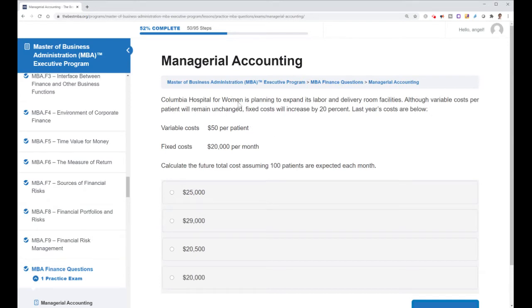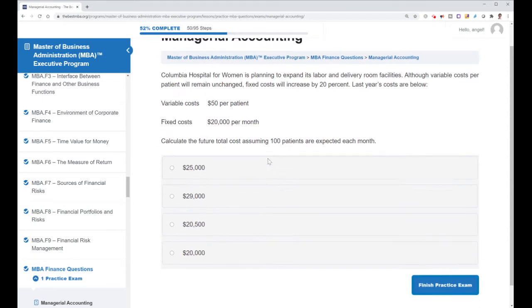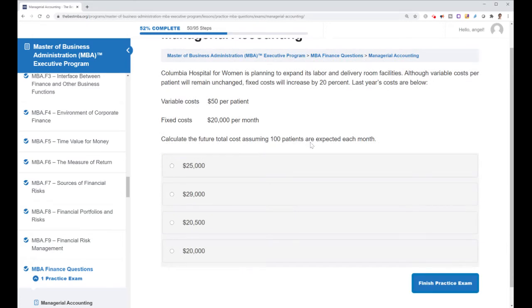Columbia Hospital for Women is planning to expand its labor and delivery room facilities. Although variable costs per patient will remain unchanged, fixed costs will increase by 20%. Last year's costs are below. Variable costs, $50 per patient. Fixed costs, $20,000 per month. Calculate the future total cost assuming 100 patients are expected each month.